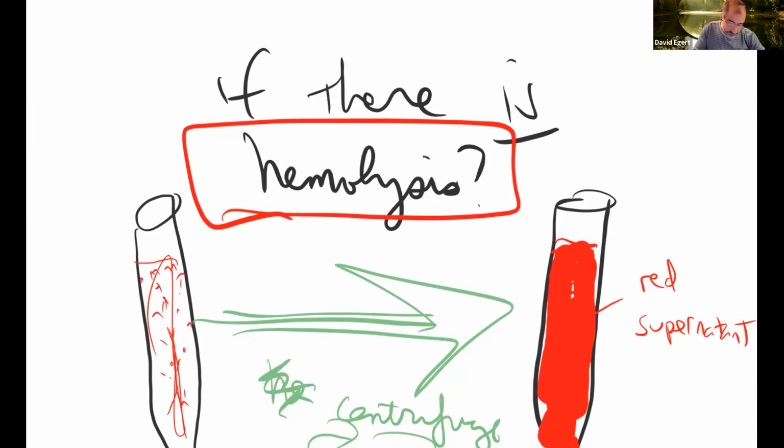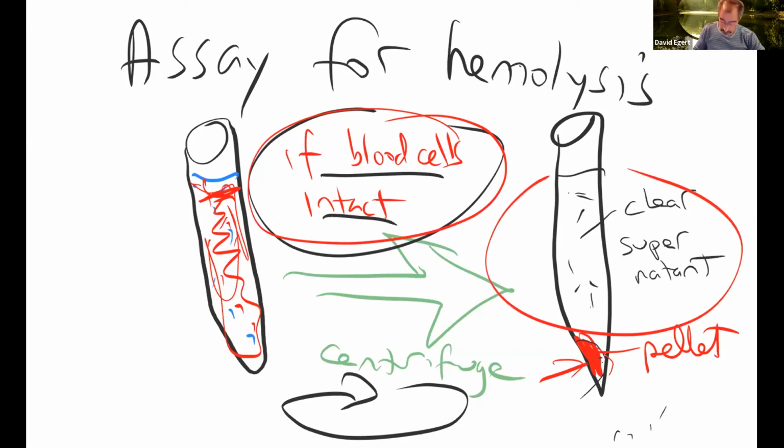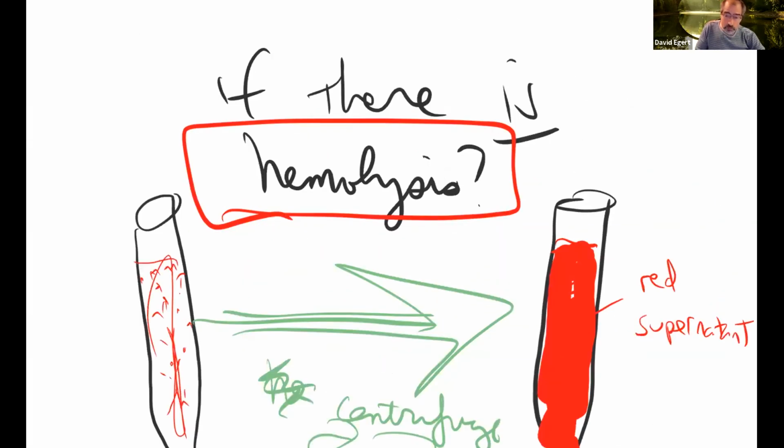So we have two possibilities here. You spin it, and the blood cells stay intact, in which case they all get pulled to the bottom and you see a red pellet at the bottom and the supernatant is clear. Or if the blood cells explode, all the hemoglobin goes into solution and stays in solution even after the spinning, and it looks red. Does that make sense? All right, so let's come back here.